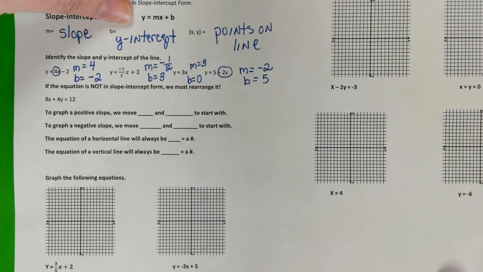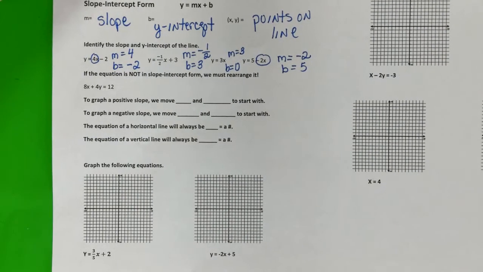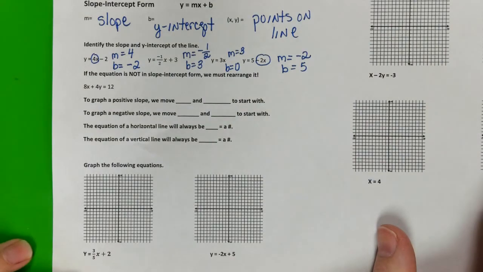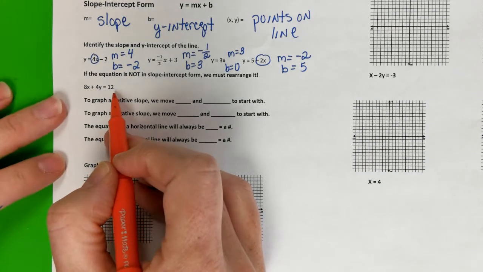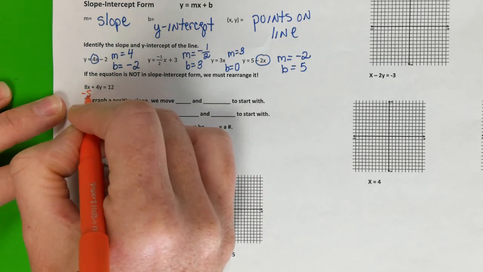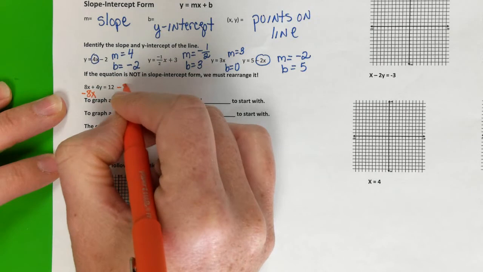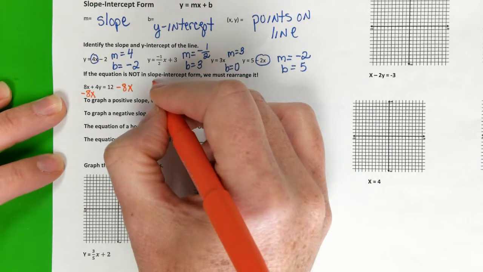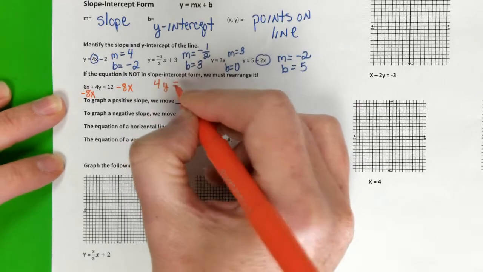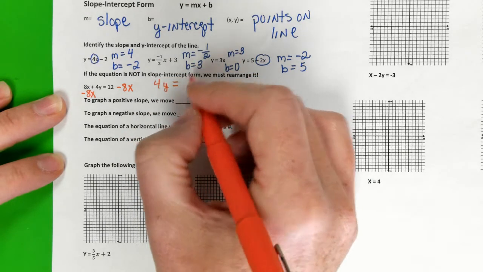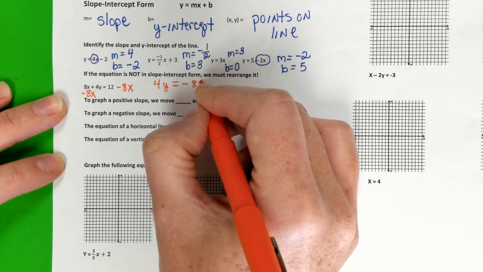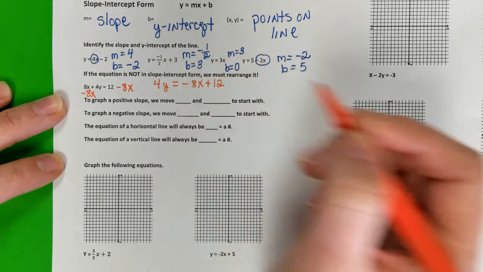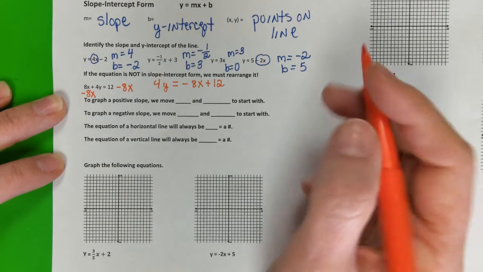Now, if we have an equation that is not in slope-intercept form, and we want to graph it with slope-intercept form, then we must rearrange the equation. Okay? So in this particular equation, our goal is to get y by itself. So we would subtract 8x, so this kind of goes back to how we worked with literal equations. So this would be 4y equals, and to truly keep it in slope-intercept form, I'm going to put the -8x first, but it would be okay if you wrote it 12 minus 8x as well.